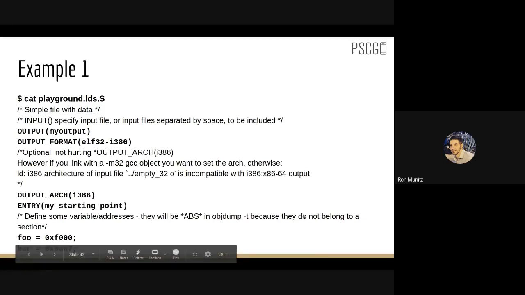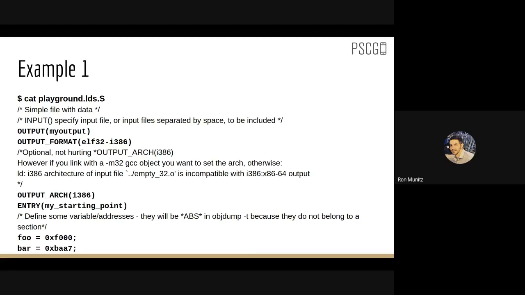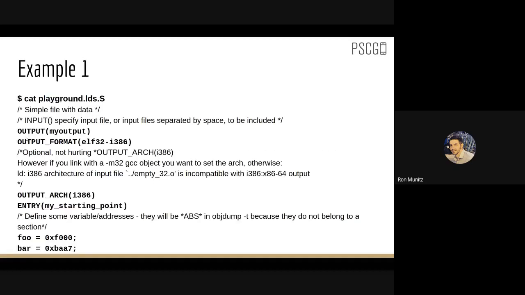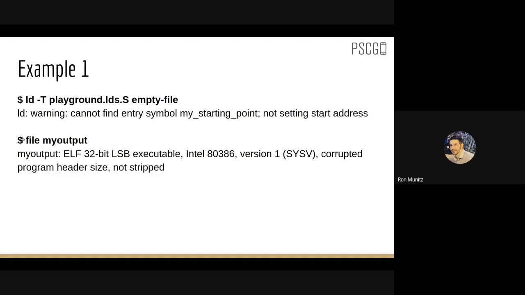What is an address? And this is a very important observation. If I have here foo equals 0xf000, I'll go to the terminal soon, I think. It means that foo will be a symbol whose address is 0xf000. Same for bar. It's not their value. You can define a value in a linker script, but this is not their value. Okay? So if I go ahead and take this and build it, I will see that I have an ELF file.